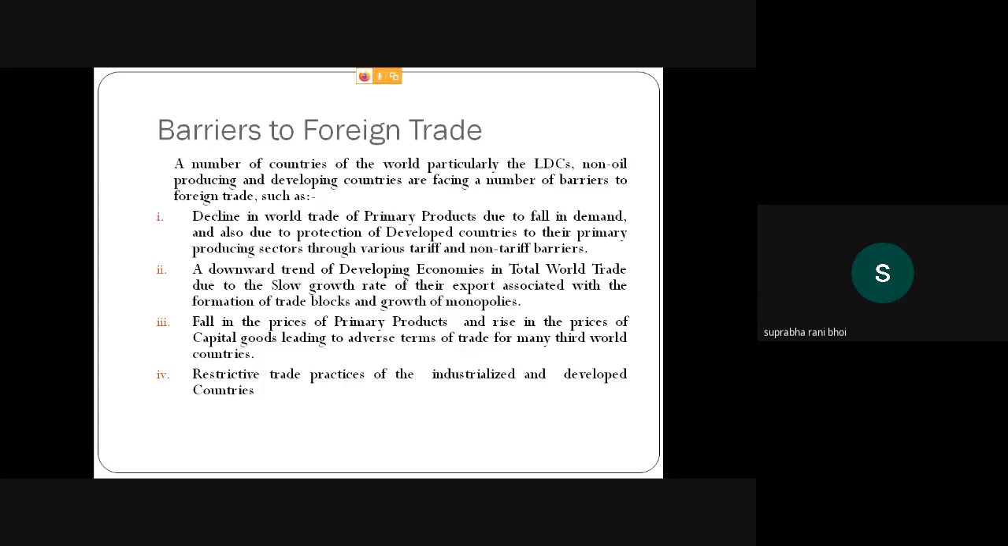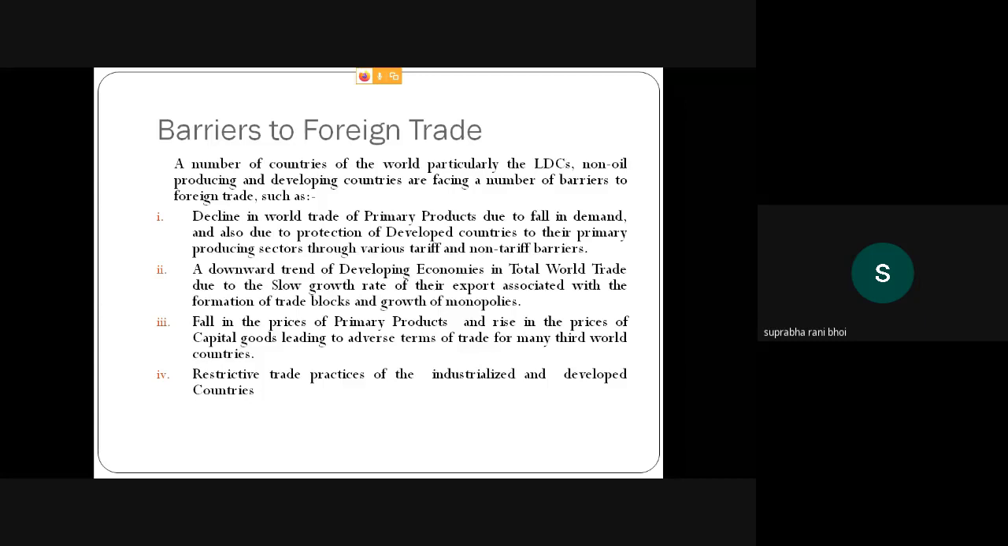But there are certain barriers, and many countries are facing an unfavorable situation due to foreign trade, because they are UDCs or underdeveloped countries, they are LDCs or less developed countries, and mainly they are non-oil producing countries. They are facing a number of barriers to foreign trade. Why are they facing barriers? I must discuss. They are facing the barriers because the developing or less developed countries are producing primary goods.